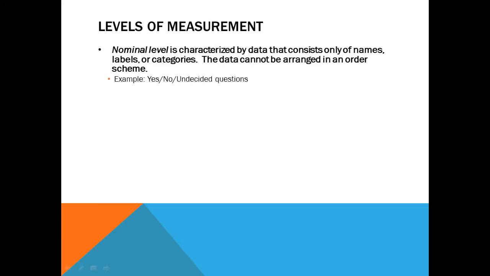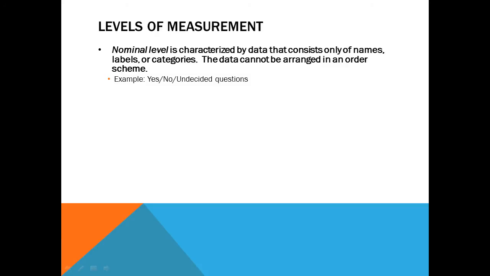So levels of measurement, let's talk about all the different ways that we can measure responses. The first is nominal, and that's data that only consists of names, labels, or categories, and you can't really arrange the data in any particular order.